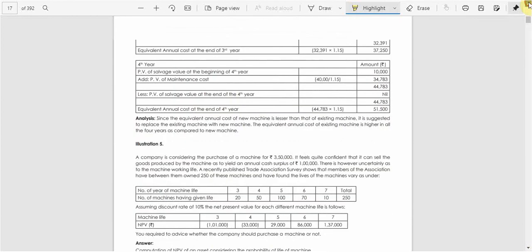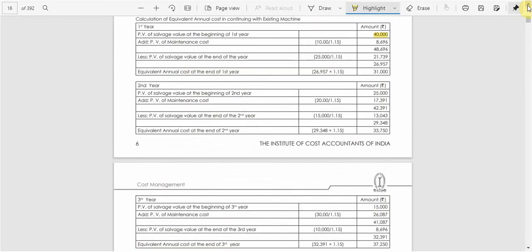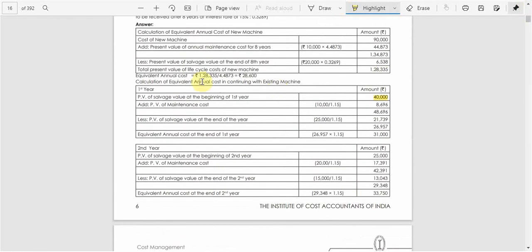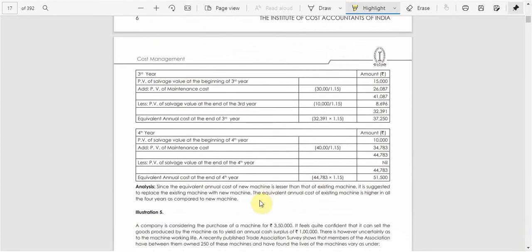When we check for the third year, it is coming around 37,250, and for the fourth year, it is coming around 51,500. So when we compare these 4 years with the new machine, the new machine's equivalent annual cost is very low. It is only 28,600 compared to the existing machine. So the decision is we can go with the new machine. Since the equivalent annual cost of the new machine is lesser than the existing machine, it is suggested to replace the existing machine with the new machine.